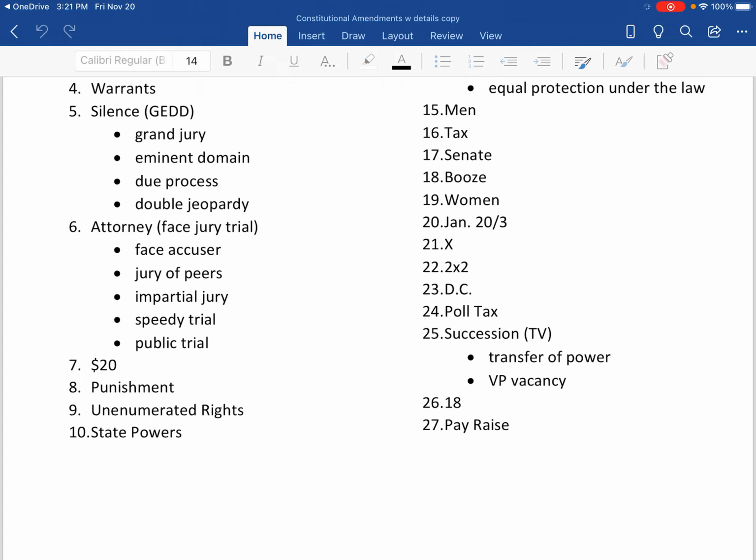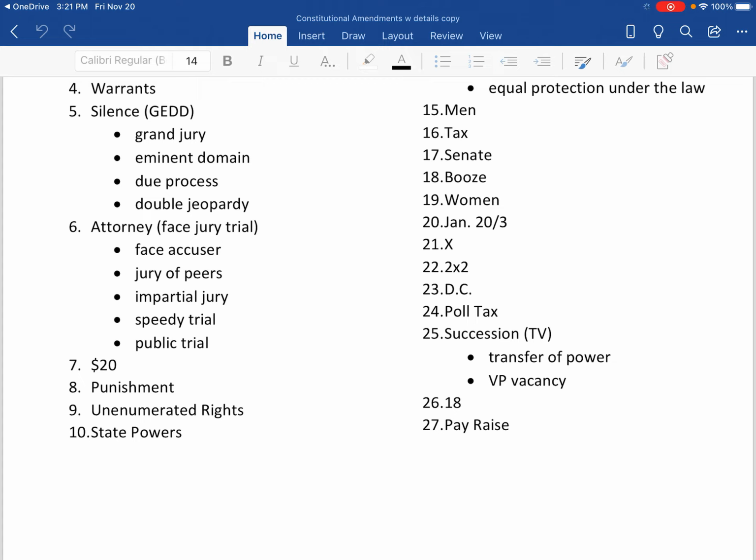Number 9 is unenumerated rights. Unenumerated rights basically say that there are more rights that people have, that citizens have, than what are listed in the Constitution. So if they're not listed, it doesn't mean that we don't have them. The founding fathers and those who drafted the Constitution wanted to be sure that we weren't limiting ourselves and we weren't trying to say, well, if it doesn't say it, it doesn't exist. This was more of a loose interpretation, if you will, of the Constitution.